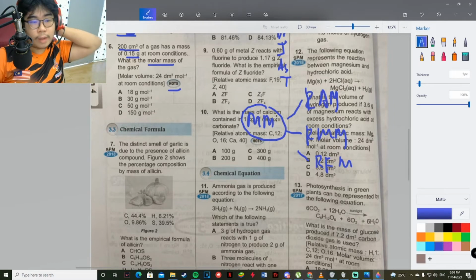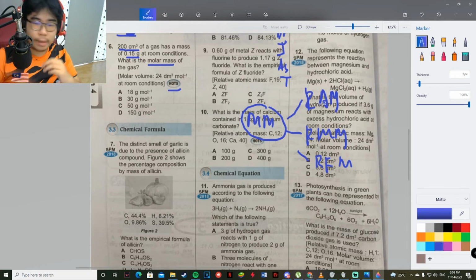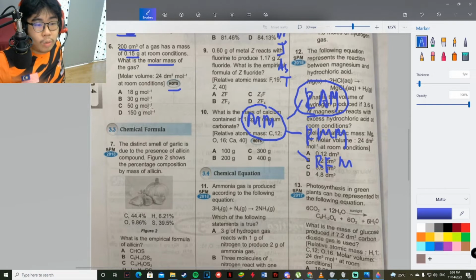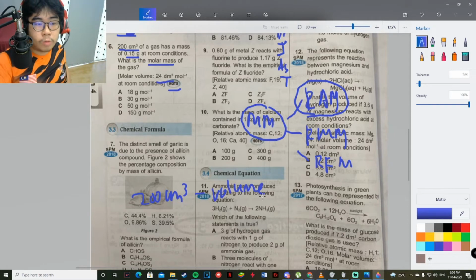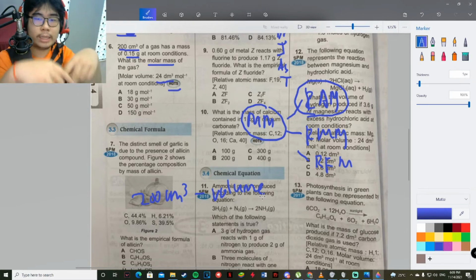So they are looking for one of these three, but the most common one is RMM. We just find the RMM, okay? So 200 cm³ of a gas has a mass of 0.15 gram at room condition. At room condition they already give you 24. So you need to find the mole of this gas first. 200 is giving you the volume in cm³, and we need to find the mole. From volume to mole, we divide by 24.